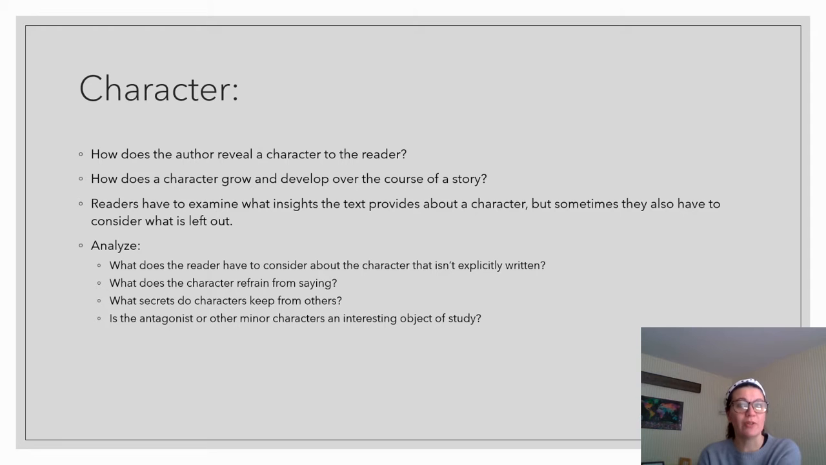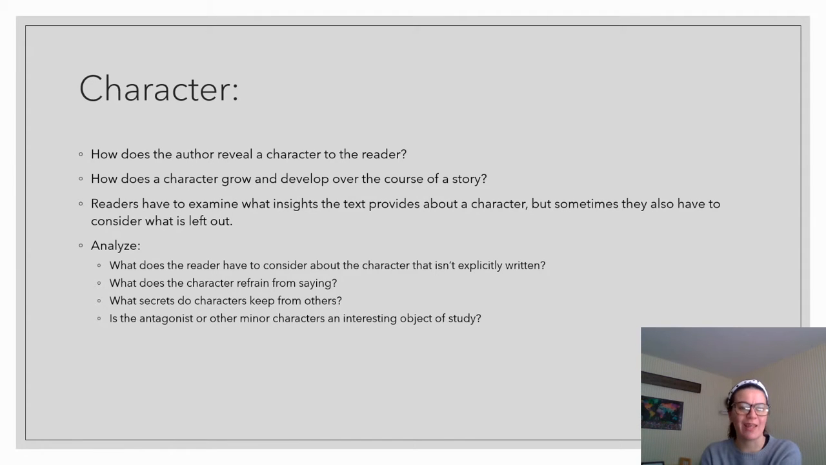So, first things you look at when you analyze literature are the characters. How does the author reveal a character to the reader and why? We're always thinking of what the author is doing and speculating on why and what that does for the story. So, how does the character grow and develop over the story? Readers have to examine what insights the text provides about a character, but sometimes they also have to consider what's left out. So, are things missing from your character? I would analyze what does the reader have to consider about the character that isn't explicitly written?